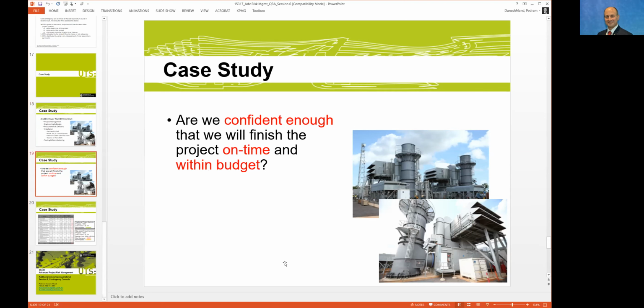One of the challenges that we had during the project was: are we confident enough? That's a question we were asking ourselves during the delivery and execution phase on a monthly basis, and at least on a quarterly basis. We were saying that we need to quantify that. Are we confident enough that we will finish the project on time and within the budget? And that's the whole purpose of the confidence level.